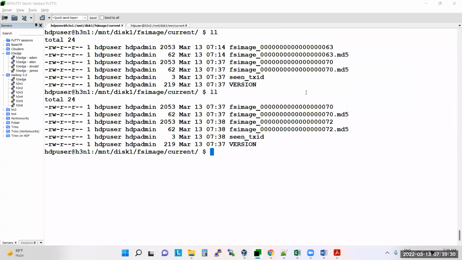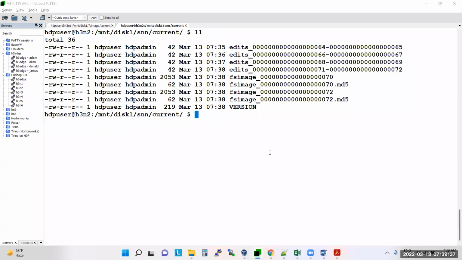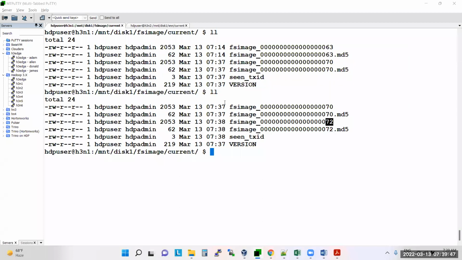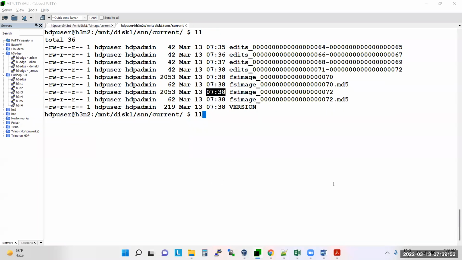So every time it performs a checkpoint and pushes the latest FS image copy back to the name node. Yes or no? Every minute. So when the checkpoint happened, the new FS image got created at 7:38. Now we will see 7:39. Now you see, 7:39. A new FS image created or not? Every 1 minute a new FS image.